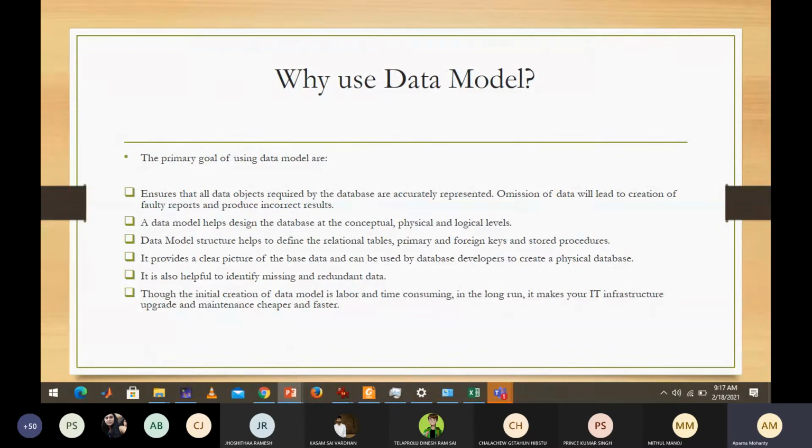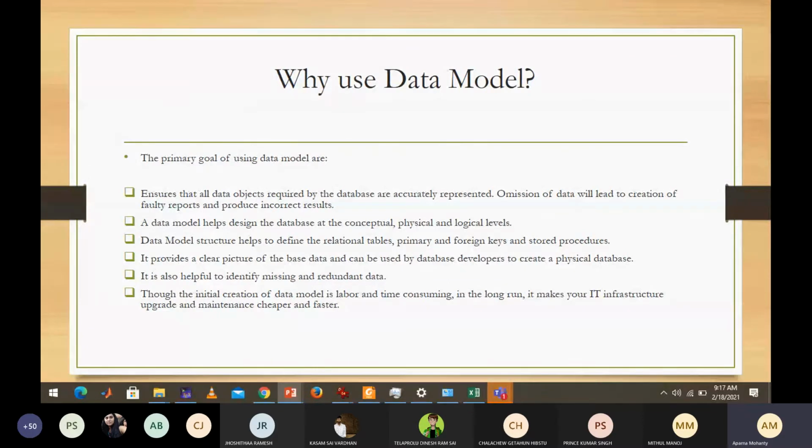It helps design the database at the conceptual, physical and logical levels. What are those? I'll tell you. It also helps define the relational tables, primary and foreign keys, and stored procedures. It is also helpful to identify missing and redundant data. That is the main concept, just keep that in mind. So that's why we go for the data model.